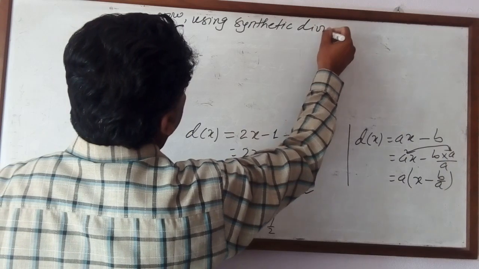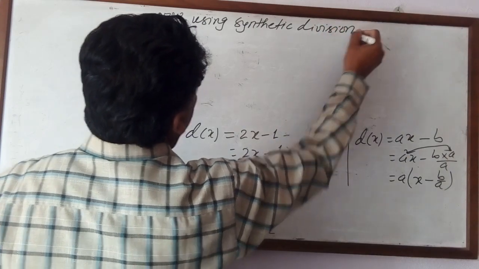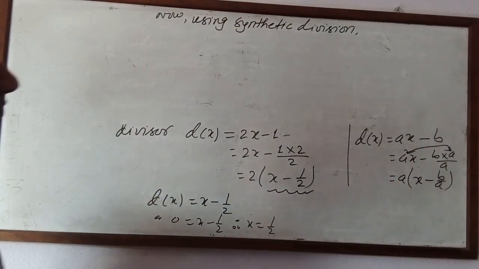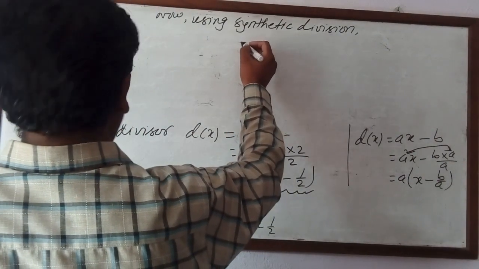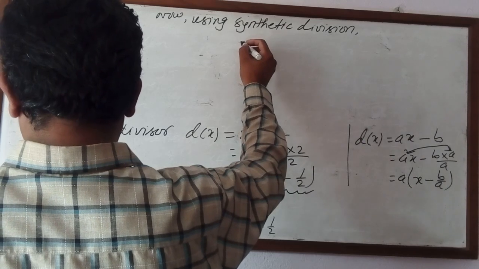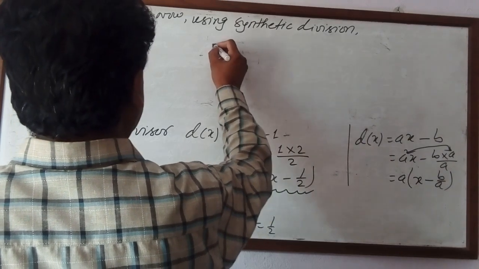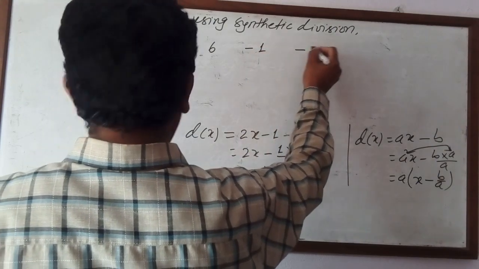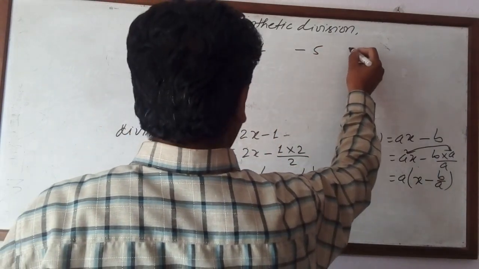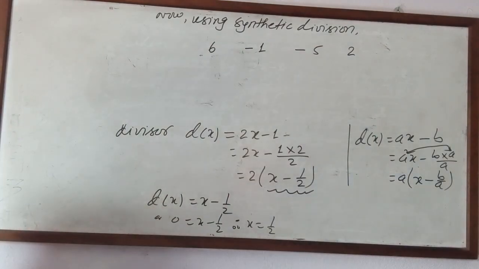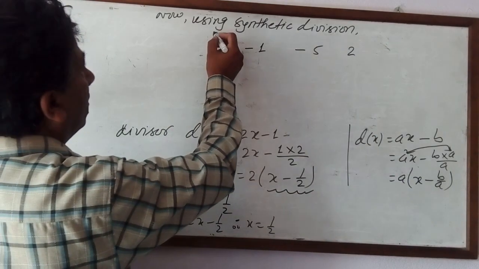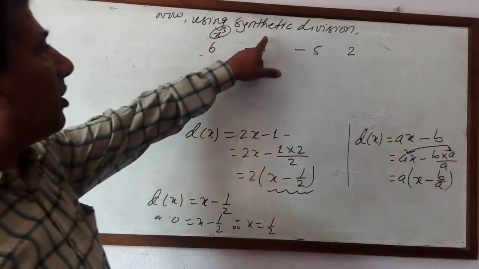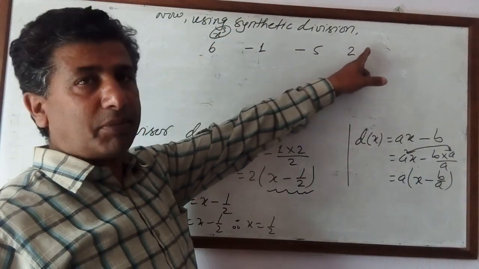Now using synthetic division. For synthetic division, first of all we have to write the coefficients of the polynomial, that is 6, minus 1, minus 5, 2. From the polynomial, this is the coefficient of x power 3, this is x power 2, this is x power 1, this is x power 0.